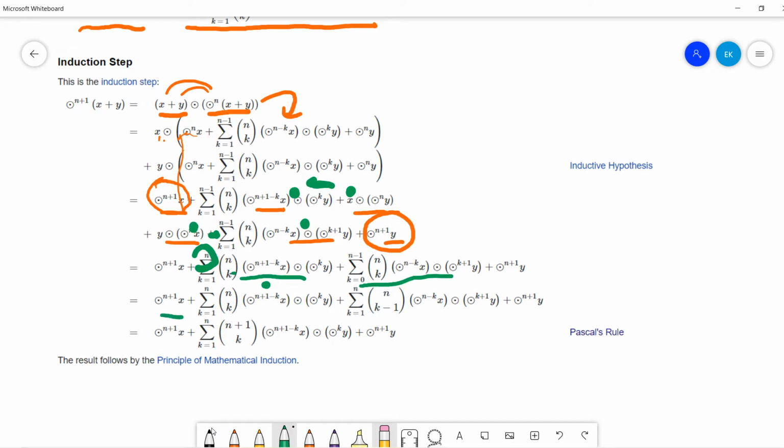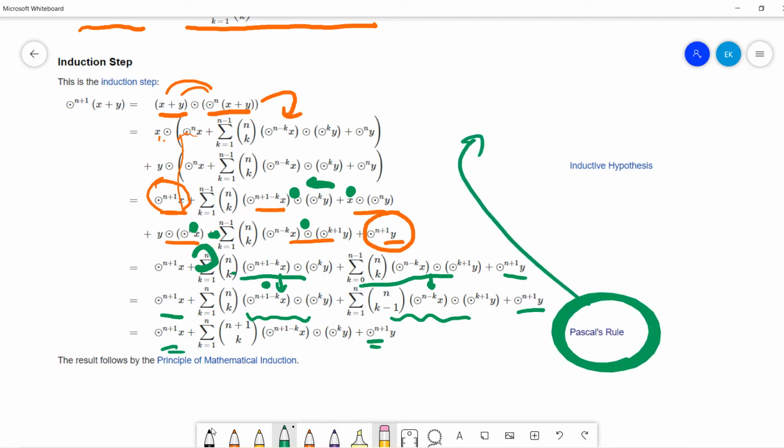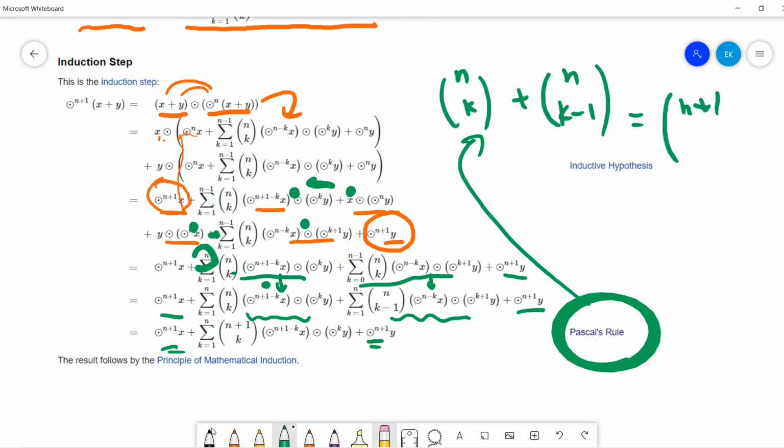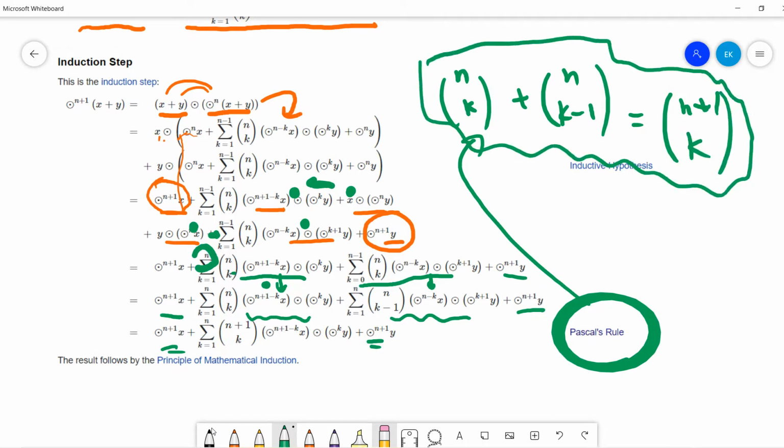So this term is remaining, this term becomes this, and this is remaining. So combine these 2 terms. We use the Pascal rule. I already proved the Pascal rule in my previous video, but basically it's this. If you don't know that, you can go back and see my previous video; there's a detailed proof. So we use the Pascal rule, we combine these 2, and you get this. Finally, this is just the original expression for n plus 1. So we finish the induction step.